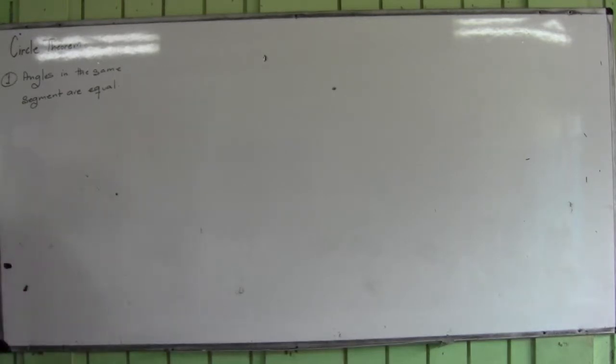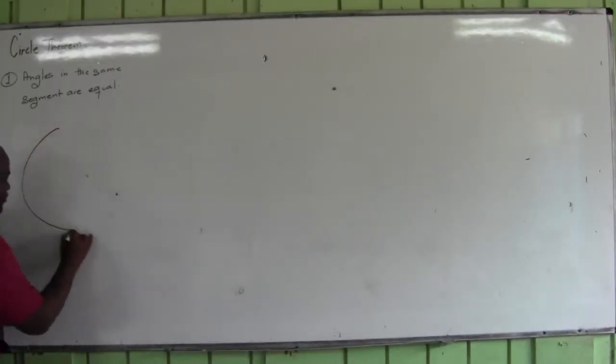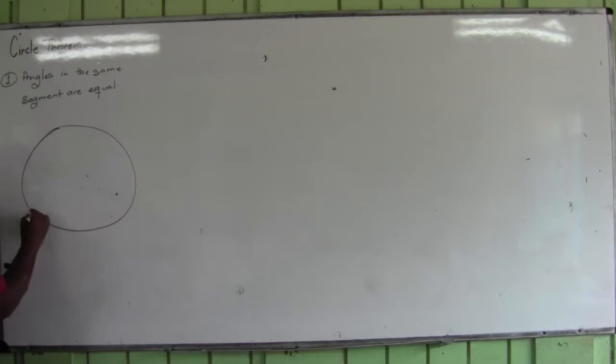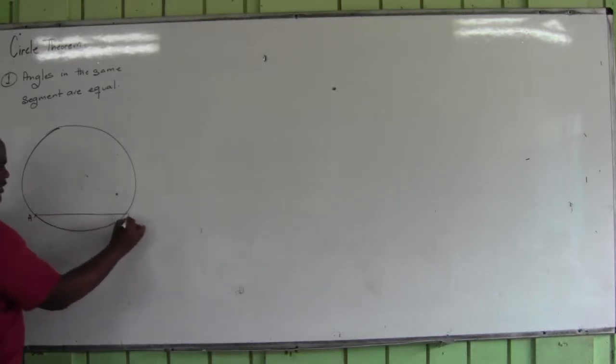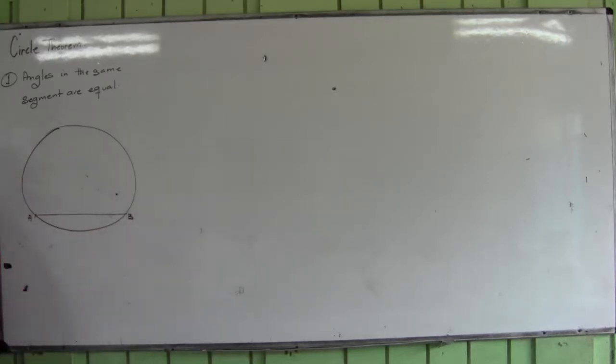Alright, let's try and show you how you get angles in the same segment. I'm drawing a circle. And remember I told you that a straight line drawn across the circle that touches the circumference at 2 points is called a chord. Now the chord divides the circle into segments. So the bigger piece is called a what? Major segment, and the smaller piece is called a minor segment.